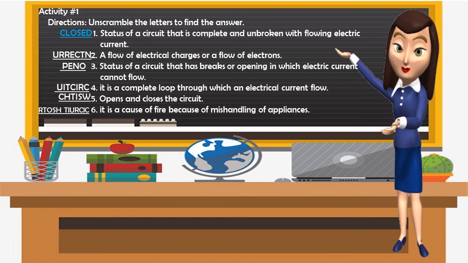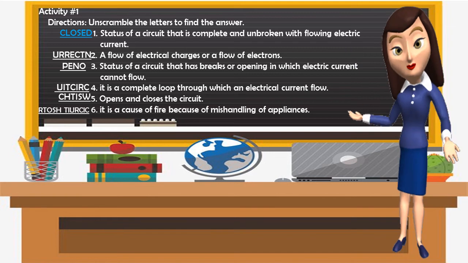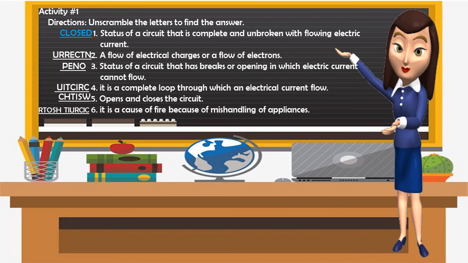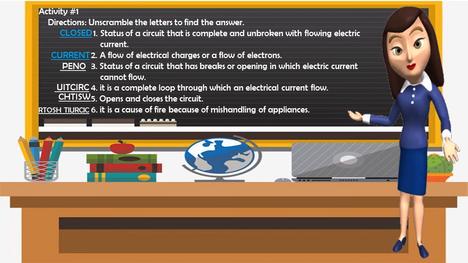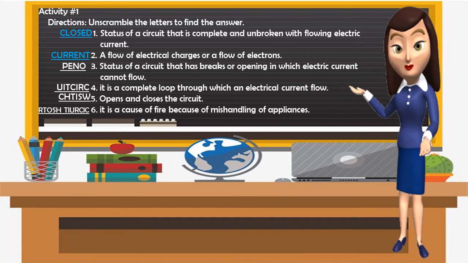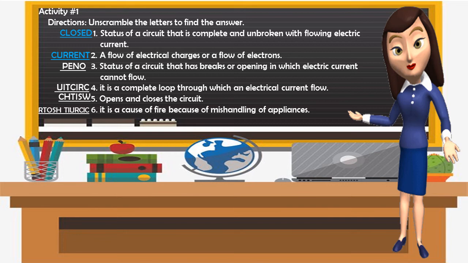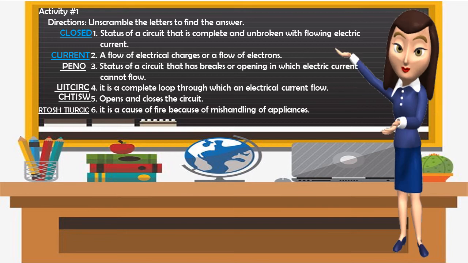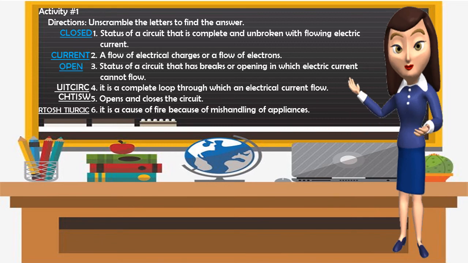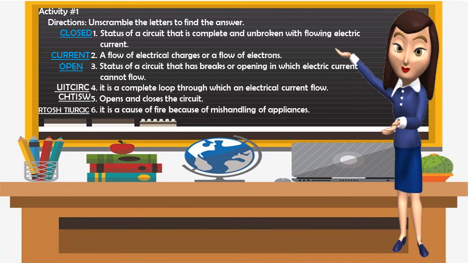Second, a flow of electrical charges or a flow of electrons. Very good. It is current. Third, a status of a circuit that has breaks or openings in which electric current cannot flow. What would be the answer? Very good. It is an open circuit.